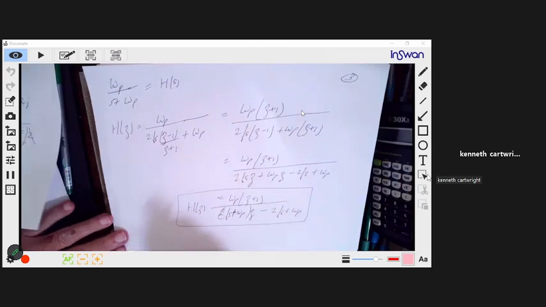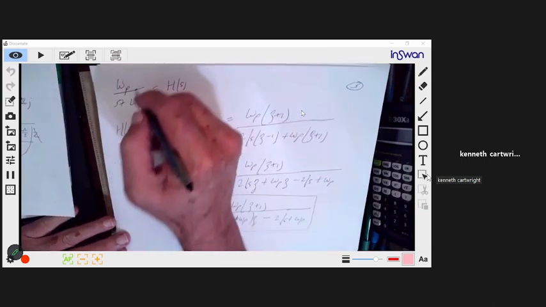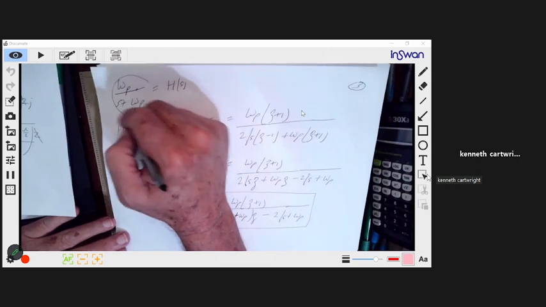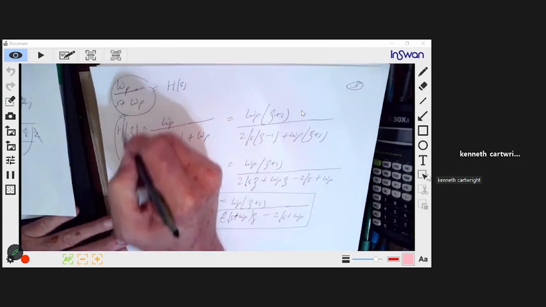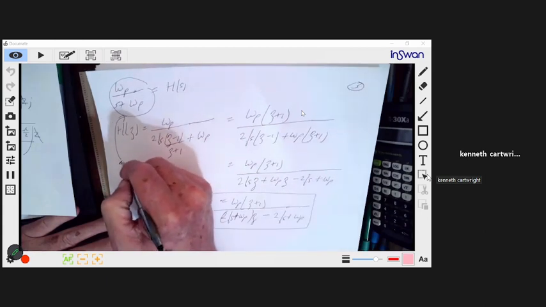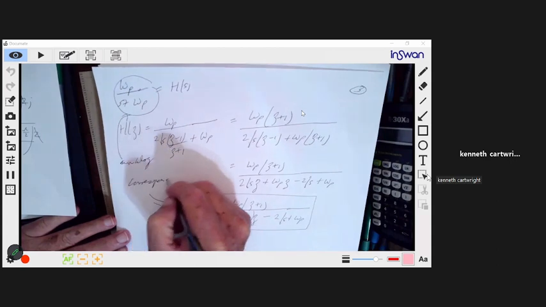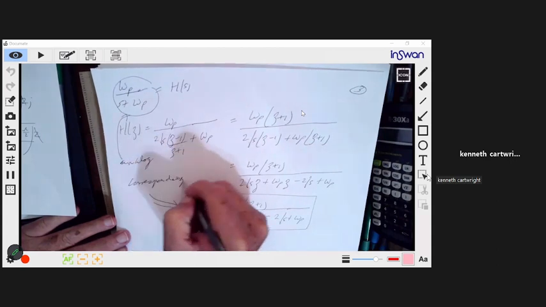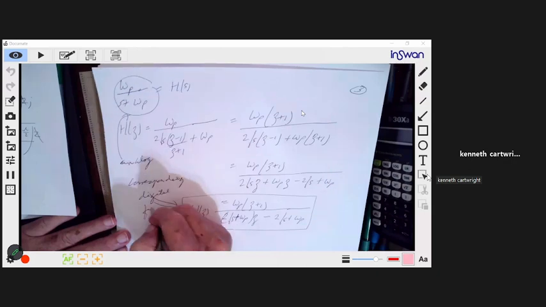Any questions about that? So here's the analog filter, and here's the corresponding digital filter.